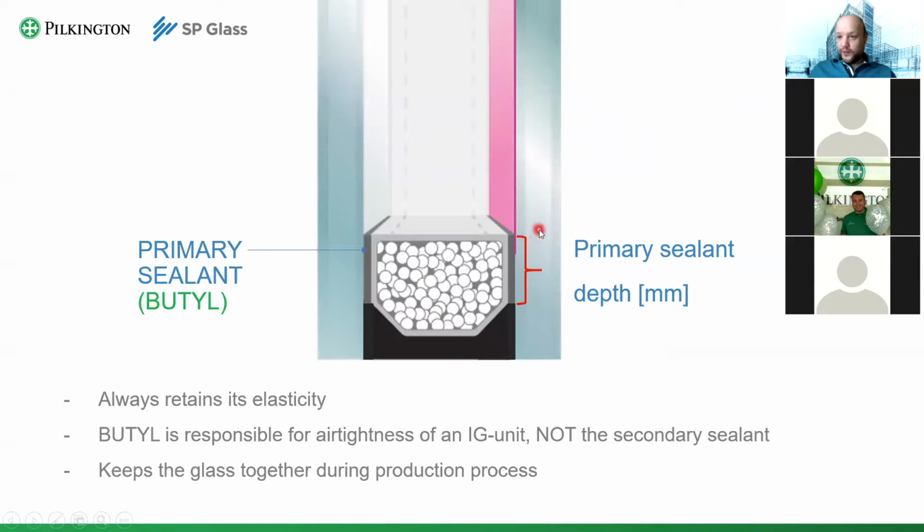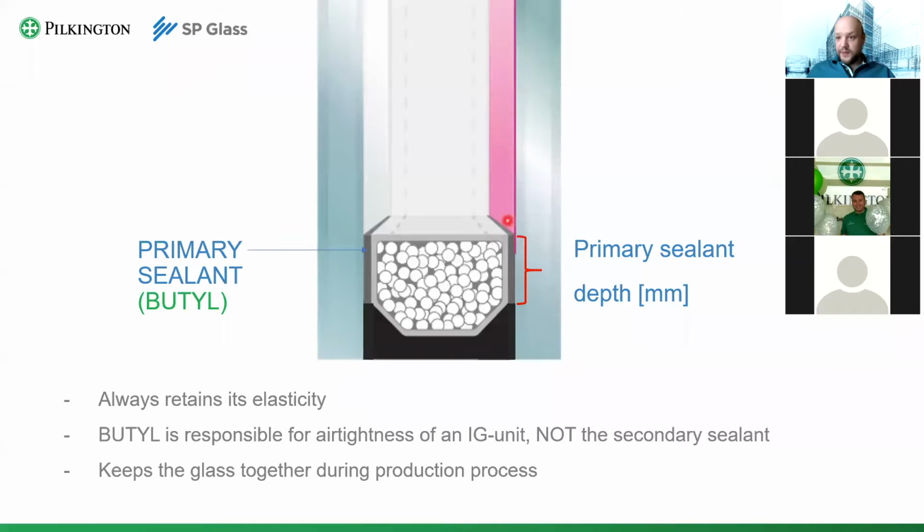Now we have come to the other than glass materials, and we start with the primary sealant. Primary sealant is made up of butyl here. Butyl is a black elastic material, and it has two main purposes in an IG unit. The first one is that butyl holds the glass together during production, before you apply a secondary sealant onto the IG unit and before it solidifies.